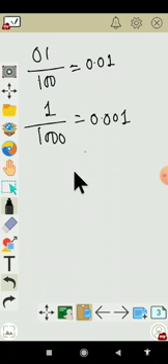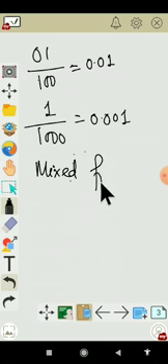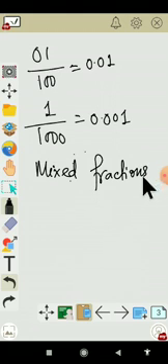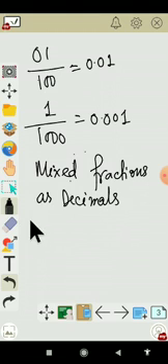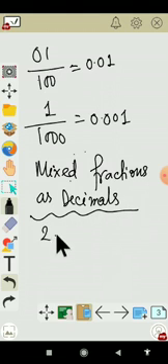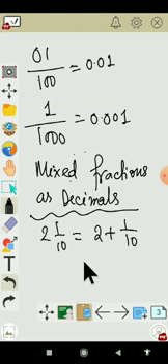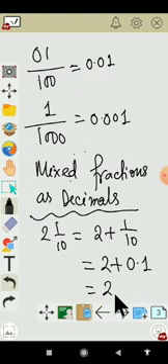Now decimal fraction with 1000, that one is also known to us. Now we will see some mixed fractions as decimals. So if it is 2 and 1 by 10, then we can write this as 2 plus 1 by 10, and we already know how to write 1 by 10 if the denominator is 10. So this can be written as 0.1. So the sum will be 2.1.